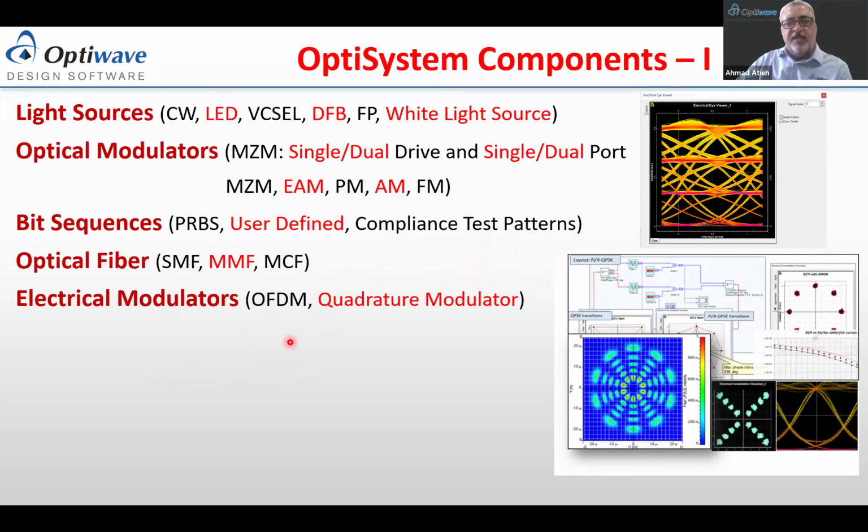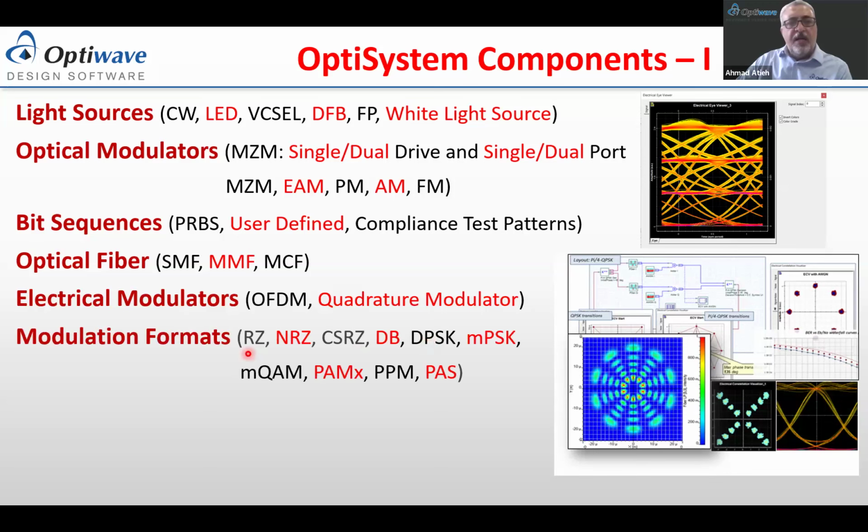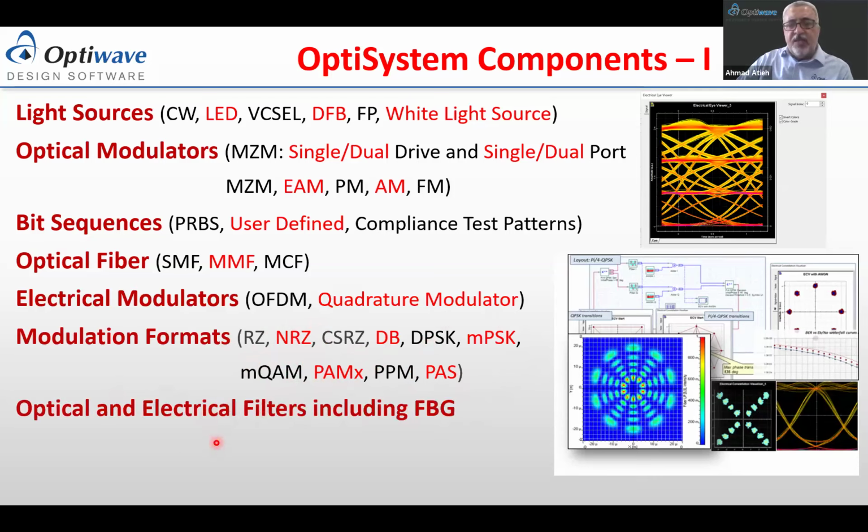Electrical modulators, we support orthogonal frequency division multiplexing, as well as quadrature modulators for intermediate frequency generation. Modulation formats, we support all types of formats in the market, from standard on-off keying, which is return to zero or non-return to zero, or other advanced modulation like QAM or differential PSK or PAM, and so on. Filters, we support analog filters and digital filters in the optical domain and electrical domain, as well as fiber Bragg grating filters.